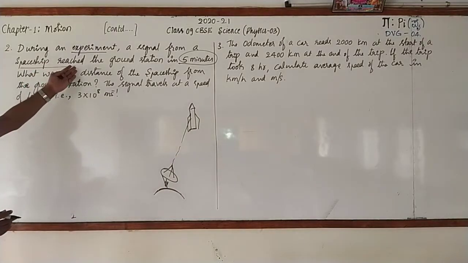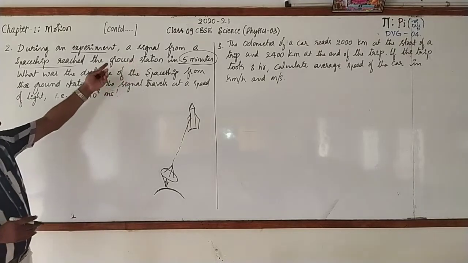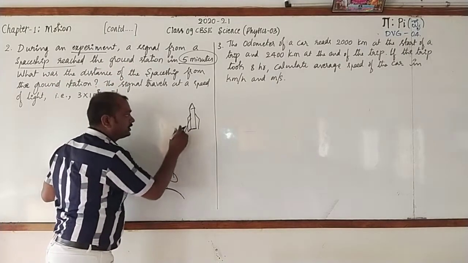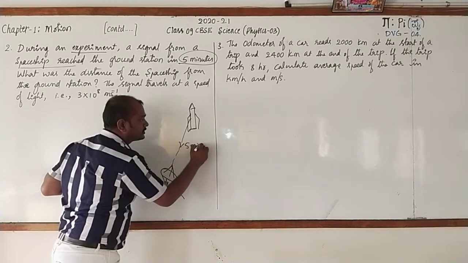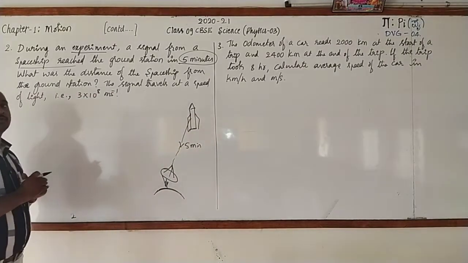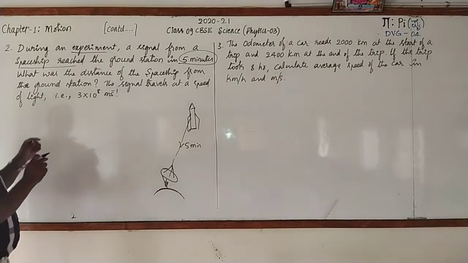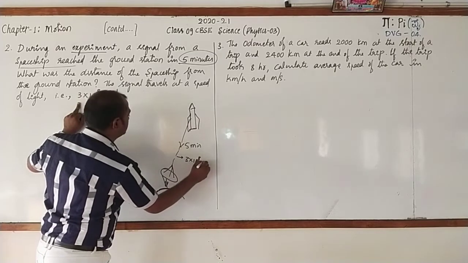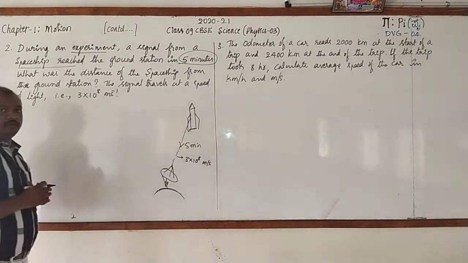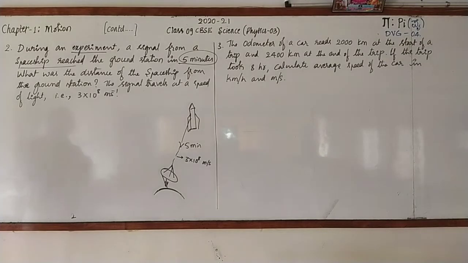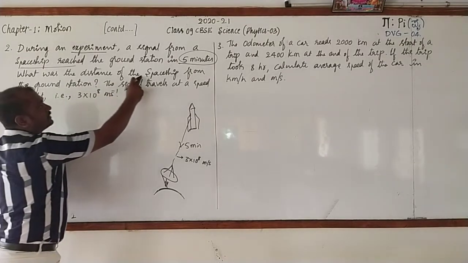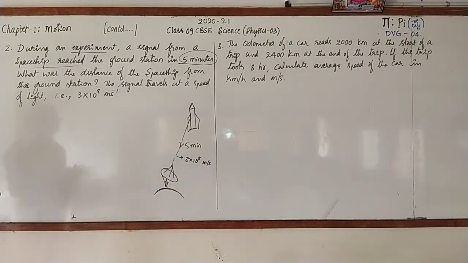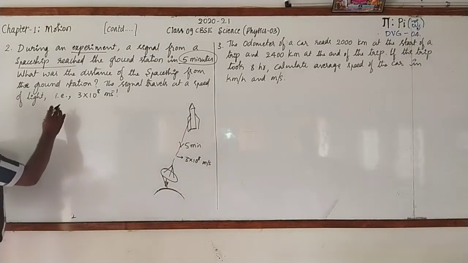The signal from the spaceship reached the ground station in 5 minutes. The signal has taken 5 minutes to reach the ground station. And another very important thing is, this signal is traveling with a speed of 3 into 10 raised to the power 8 meter per second. With this information, you are going to find out what is the distance of the spaceship from the ground station. Let's go for that. Observe.